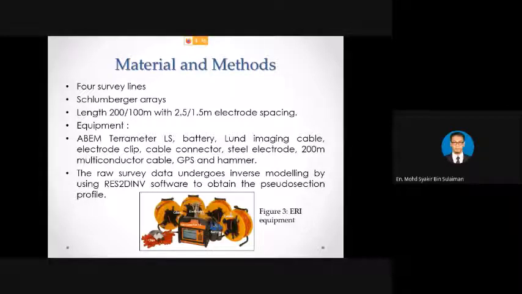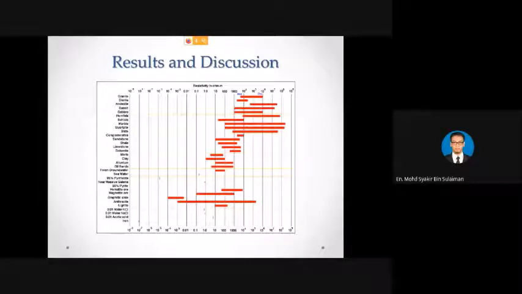Equipment involved are the Terrameter LS, battery, land imaging cable, electrode clip, cable connector, steel electrode, 200 meter multi-conductor cable, GPS and hammer. The raw survey data then undergoes inverse modeling by using RES2DINV software in order to obtain the pseudo-section profile. Pseudo-section stands for the result of the ERI survey. All the results will be compared with a chart as a reference table. This table consists of the resistivity values in ohm-meter of rocks.